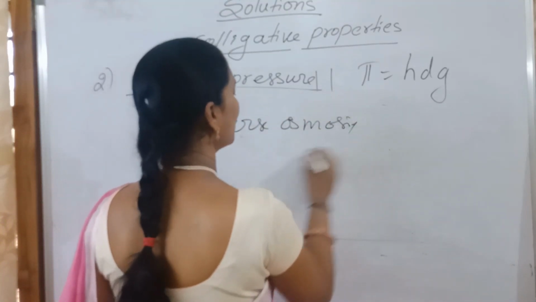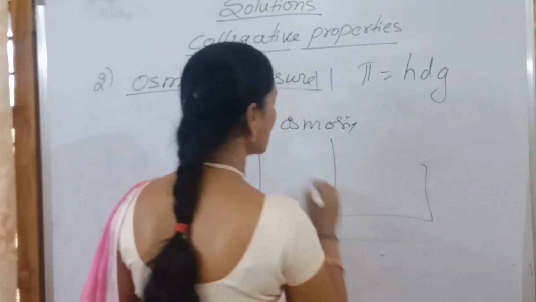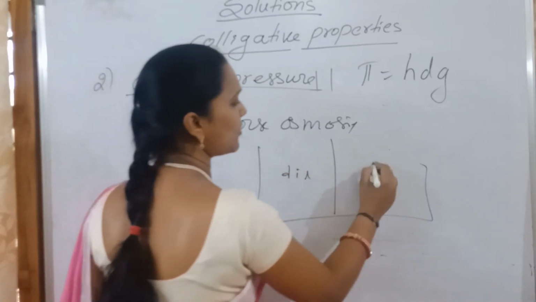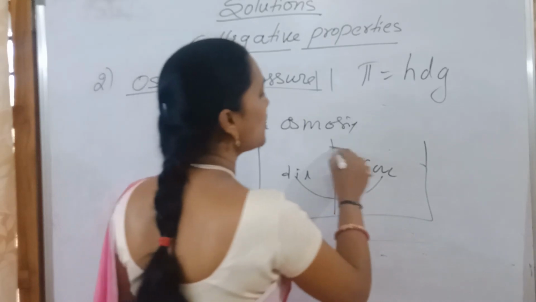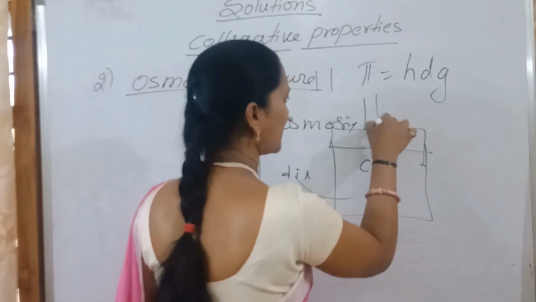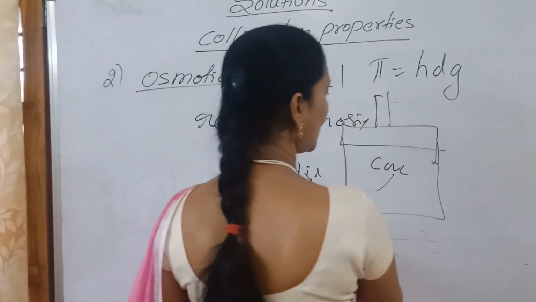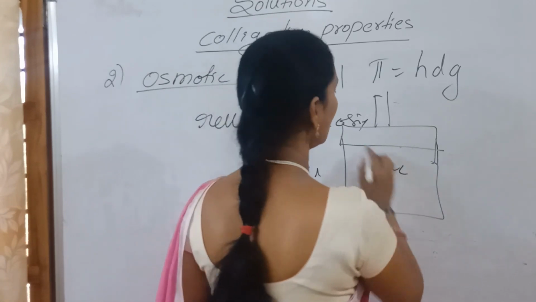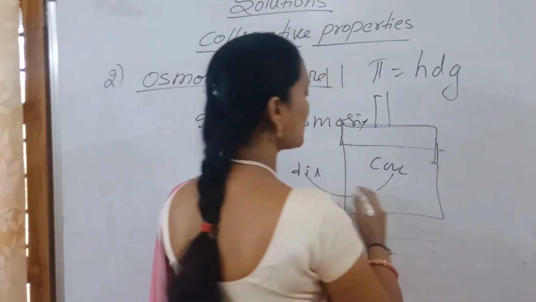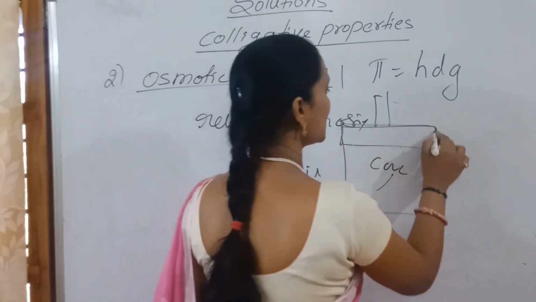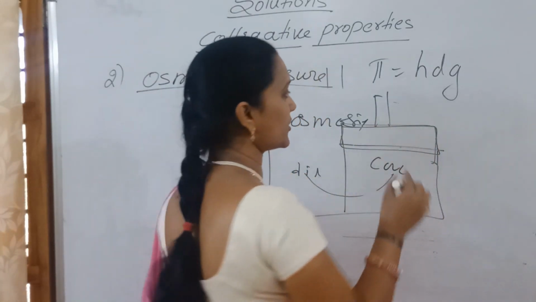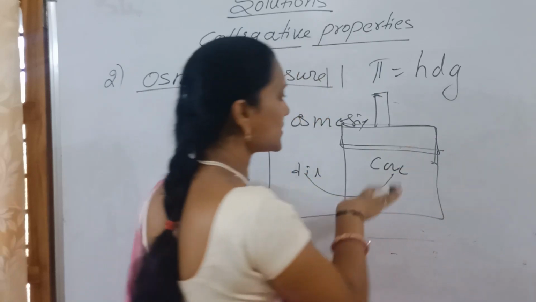Reverse osmosis. Now, to stop osmosis: on one side there is a dilute solution and on the other a concentrated solution. Flow of solvent from dilute to concentrated takes place, that is osmosis. On the concentrated solution, we apply pressure to stop this osmosis.